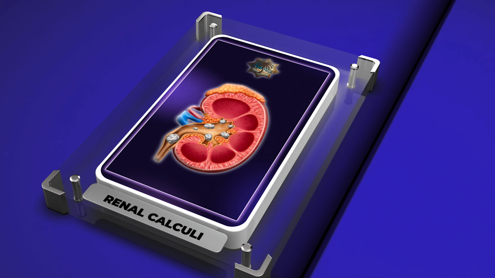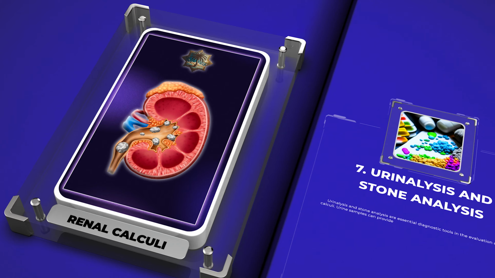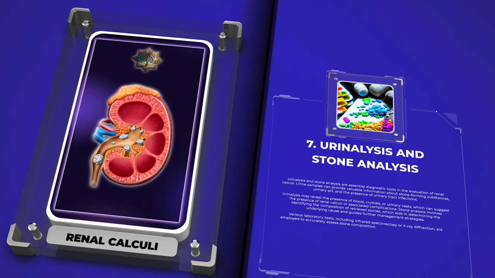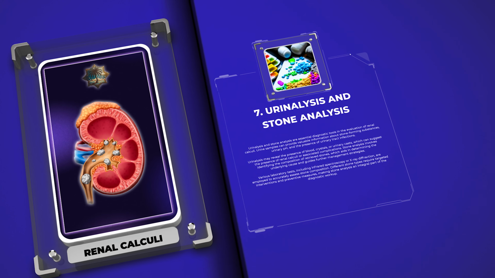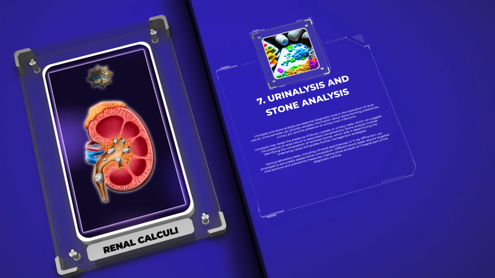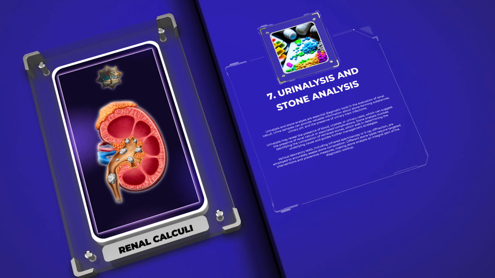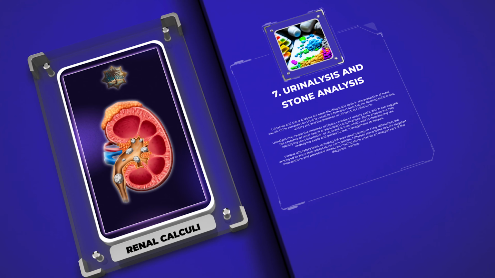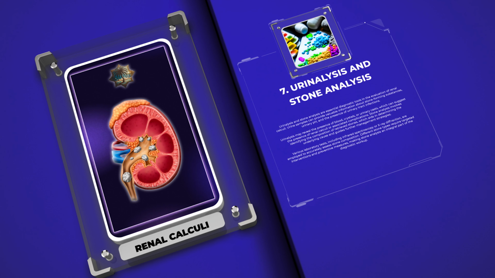Urinalysis and stone analysis are essential diagnostic tools in the evaluation of renal calculi. Urine samples can provide valuable information about stone-forming substances, urinary pH, and the presence of urinary tract infections. Urinalysis may reveal the presence of blood, crystals, or urinary casts, which can suggest the presence of renal calculi or associated complications.